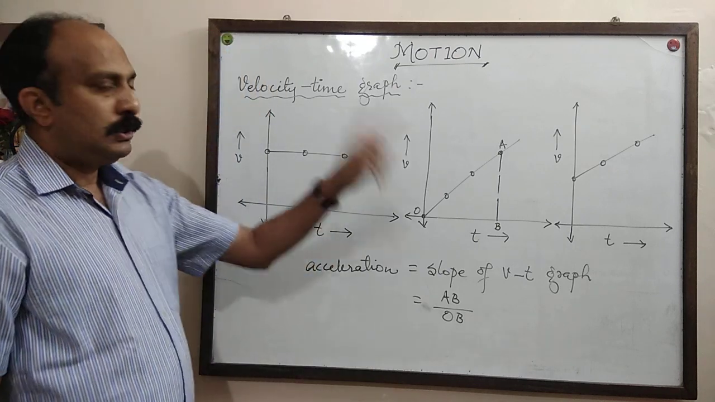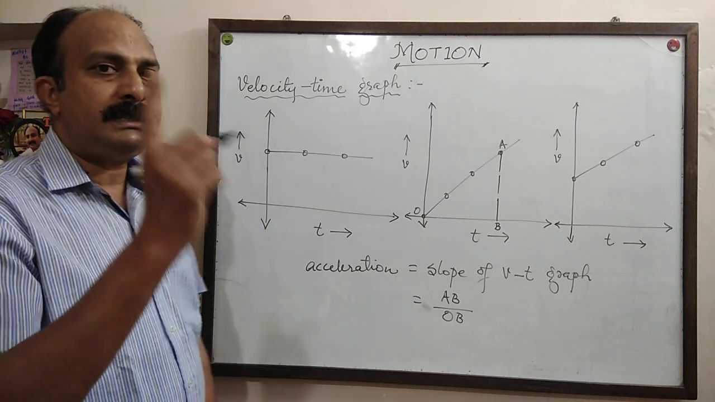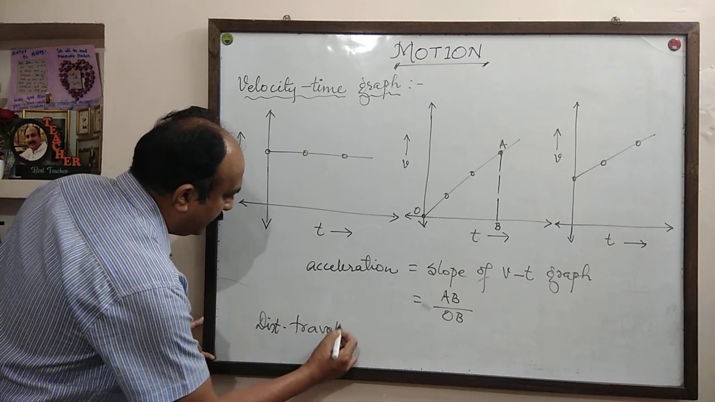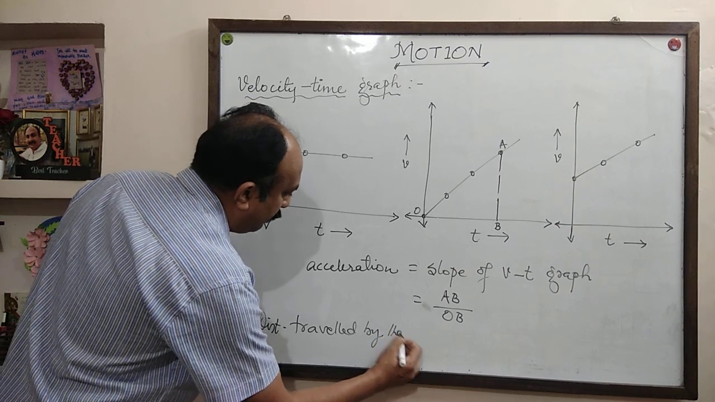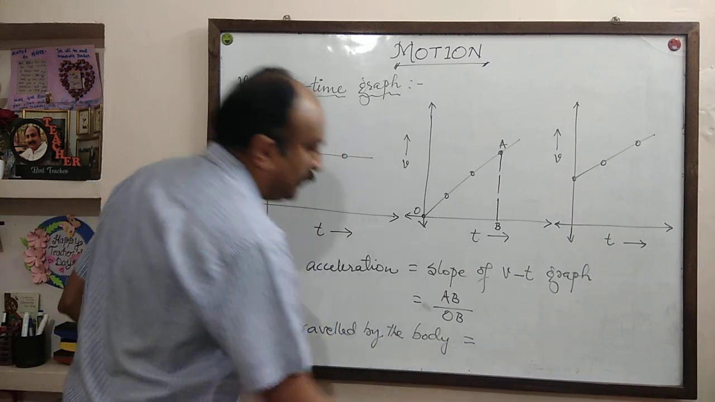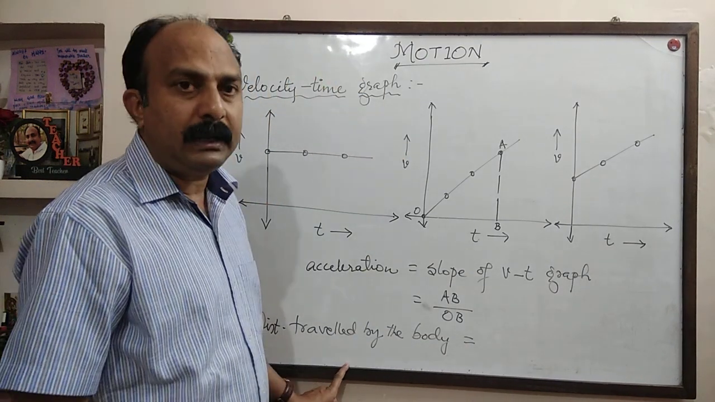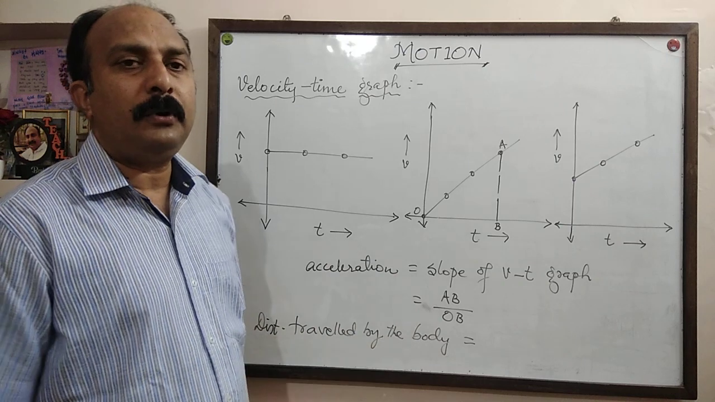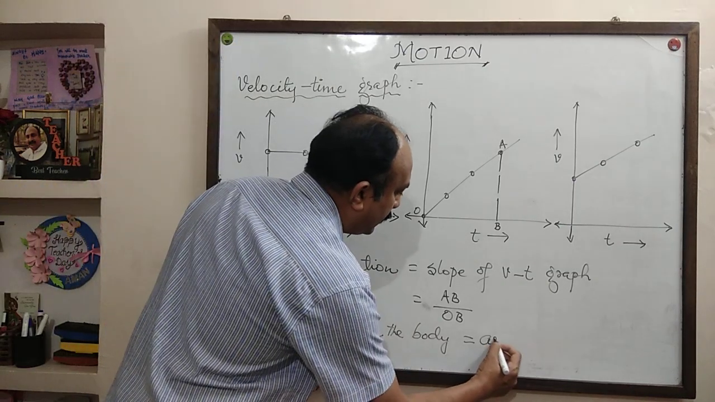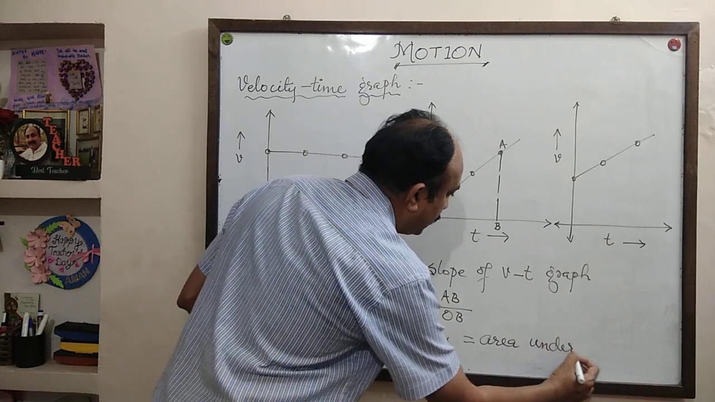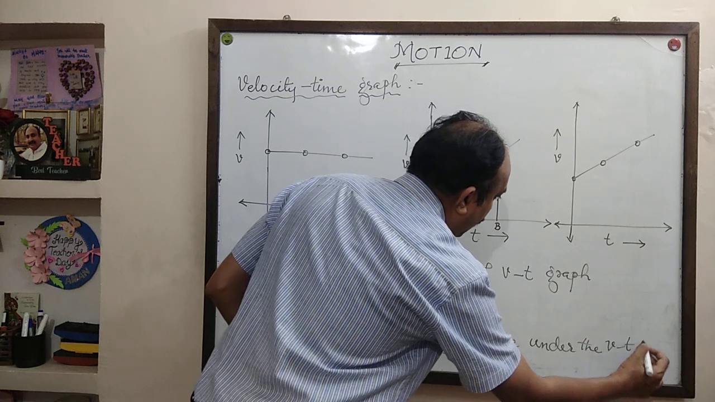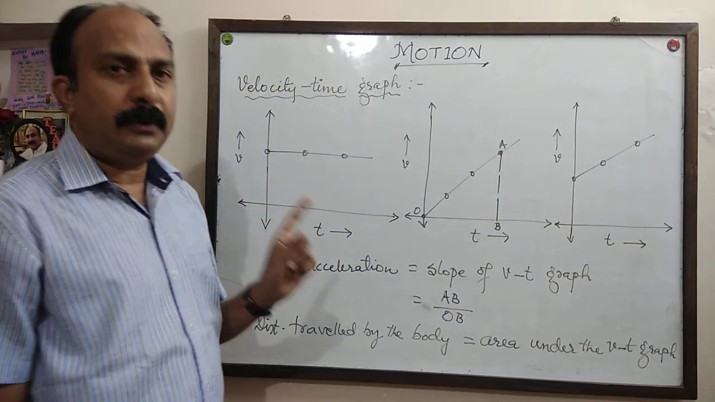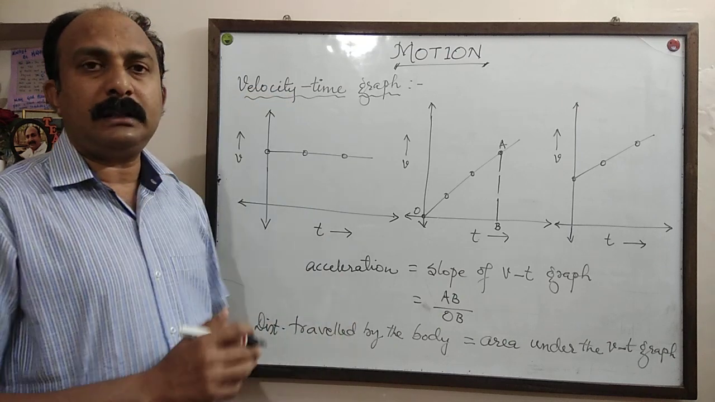Second point, using Vt graph, we can also calculate the distance traveled by the body. So, distance traveled by a moving body is equal to area of the geometrical figure enclosed between the Vt graph and the corresponding axis. Or in short, I may write area under the graph or area under the Vt graph. So distance traveled by the body is equal to area under the velocity time graph.